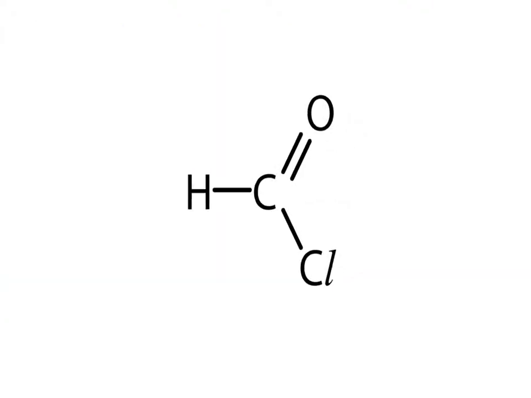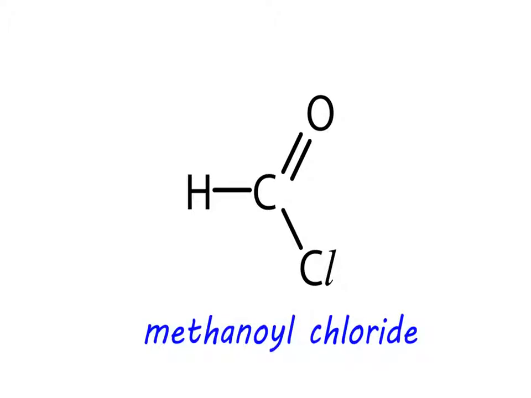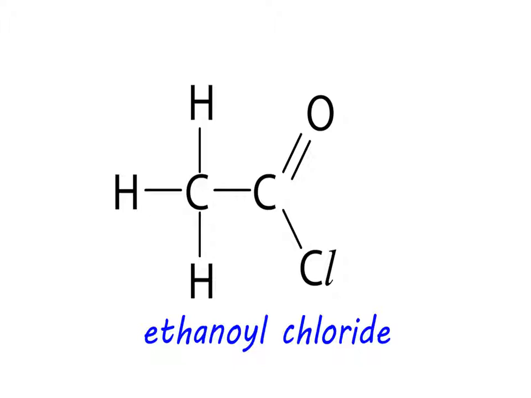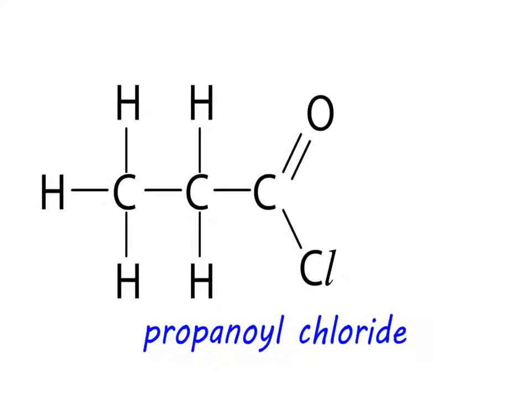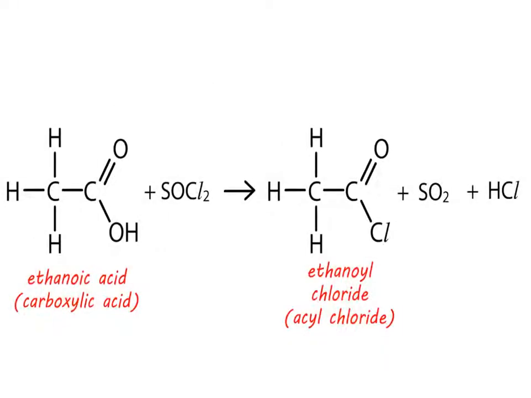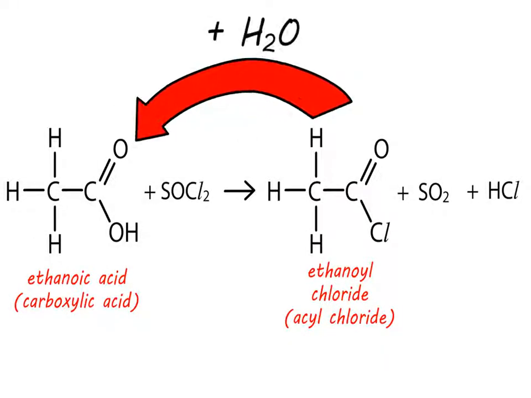An acyl chloride with one carbon in the chain would be known as methanol chloride, and one comprising 2 carbons would be ethanol chloride, and with 3 carbons, propanol chloride, and so on. Once prepared, the acyl chloride must be kept dry, since acyl chlorides react readily with water to produce the carboxylic acid.